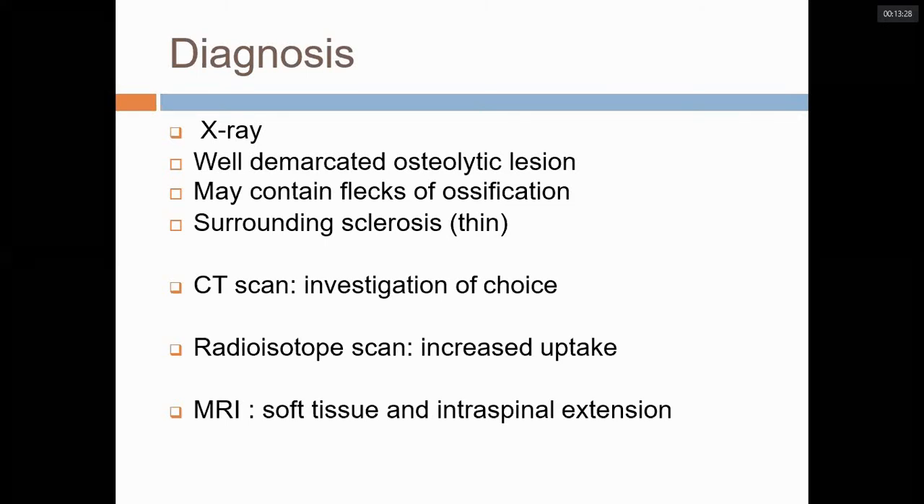The surrounding sclerosis is thin because it's a little bit more aggressive type. If the sclerosis is thick, then it's more benign, and the thinner the zone of sclerosis, the more aggressive the tumor is.